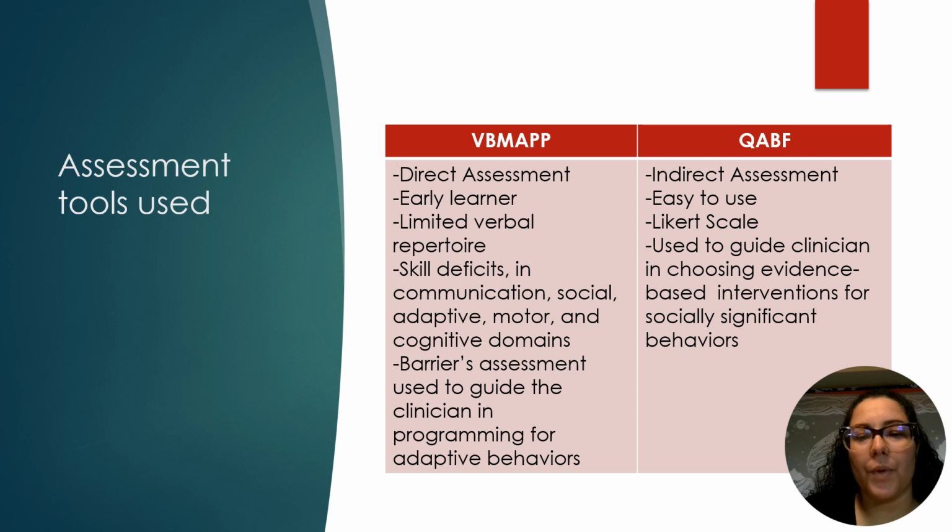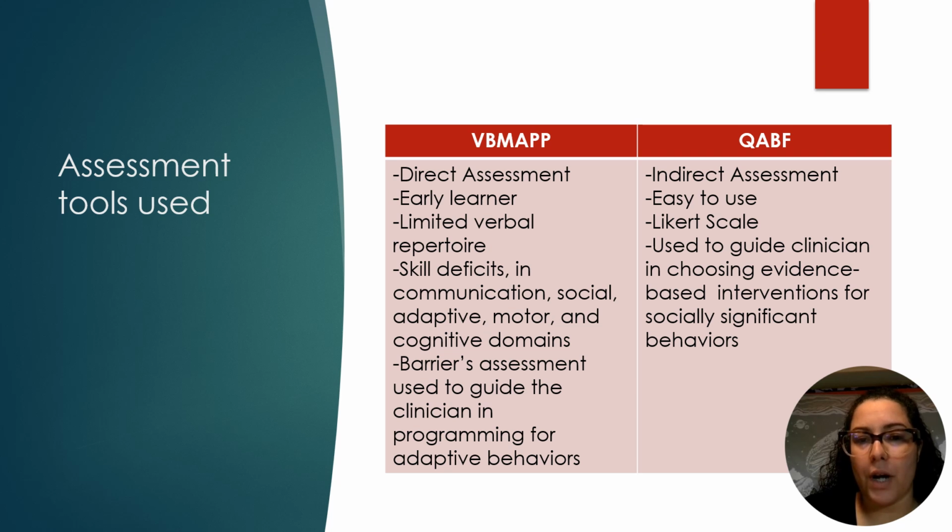He was an early learner with a limited verbal repertoire, and he was reliant on prompting from adults to respond to others. He would move away from the assessor when prompted to complete a task and would engage in yelling and hitting. Client X showed deficits in communication, social, adaptive, motor, and cognitive domains. The VB-MAPP helps tailor individualized intervention plans to address specific needs for the client and their barriers to learning.